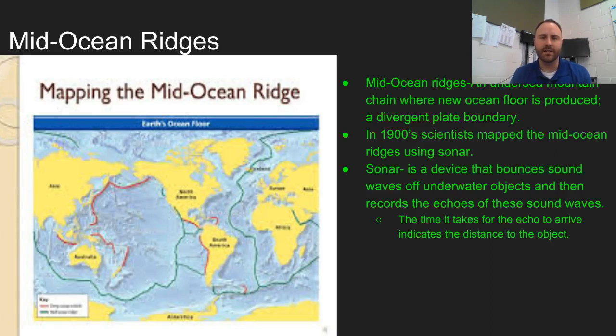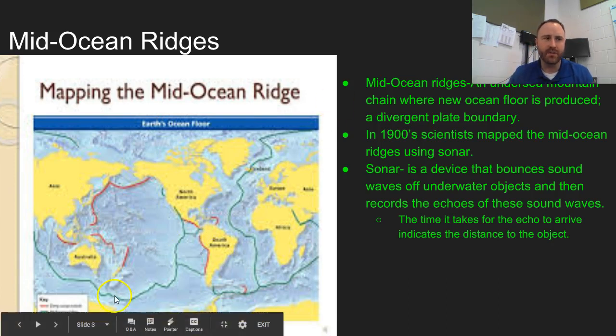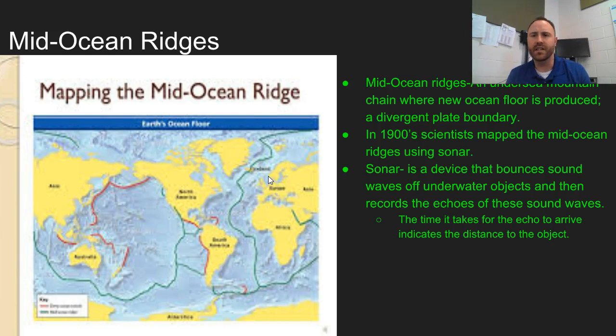Alright, so this on the left side is a map of mid-ocean ridges. You will see that there are some trenches that exist, and there are going to be some of these mid-ocean ridges. Mid-ocean ridges are undersea mountain chains where new ocean floor is produced, along a divergent plate boundary. If you don't understand what a divergent plate boundary is, because we haven't talked about it too much yet, understand that it's basically an underwater mountain where our new ocean floor is going to be produced.